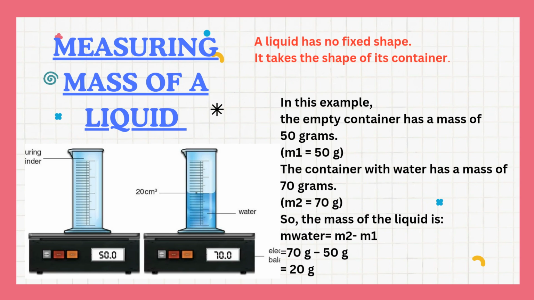For example, the empty container has a mass of 50 grams. The container with water has a mass of 70 grams. So, the mass of the liquid is 70 grams minus 50 grams equals 20 grams.